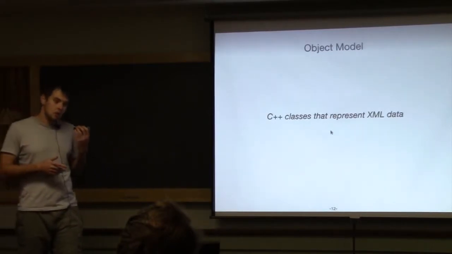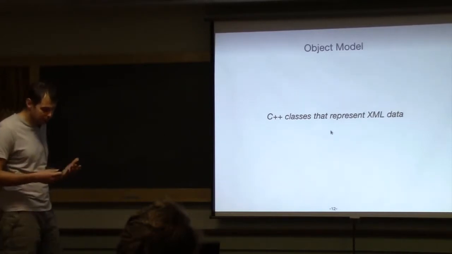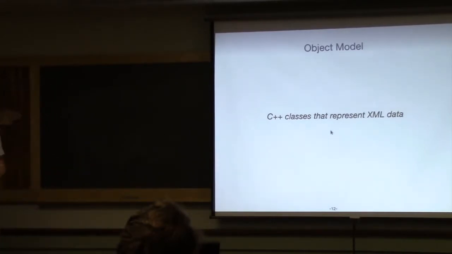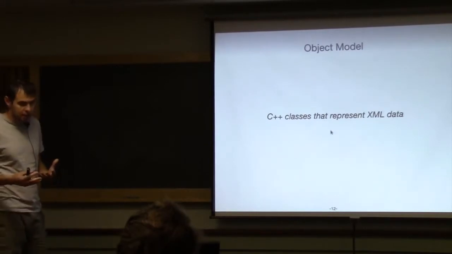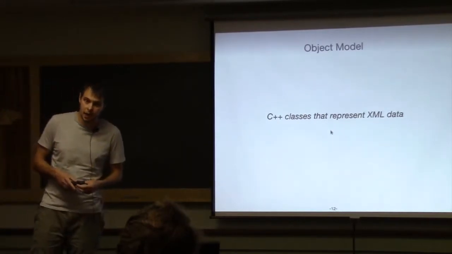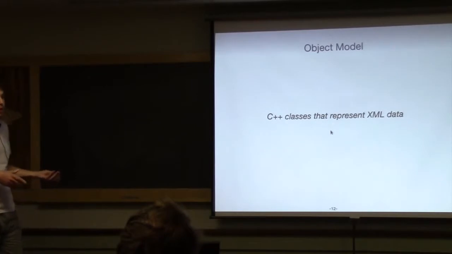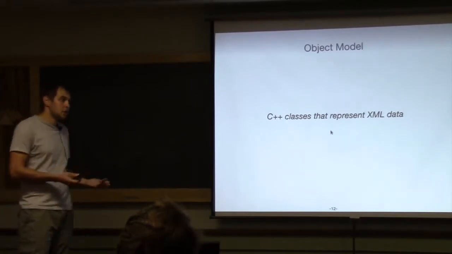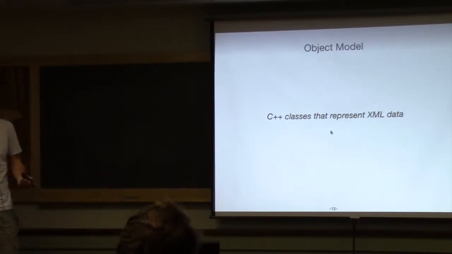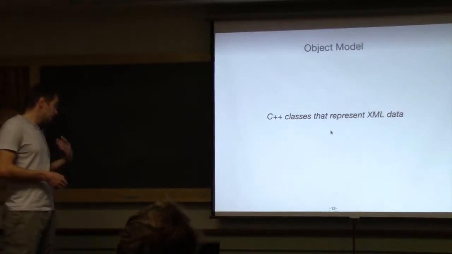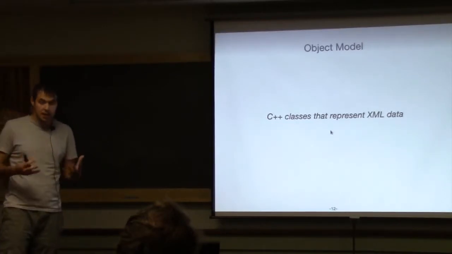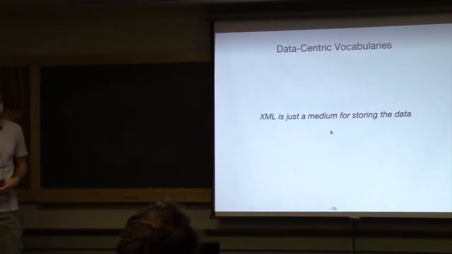Sometimes, but not always, when we parse XML, we store the extracted data in the application's memory. Usually we would create C++ classes that correspond to our vocabulary. For example, if we have the person element in XML, then it would be natural to have a C++ class also called person. So these classes we'll call the object model.